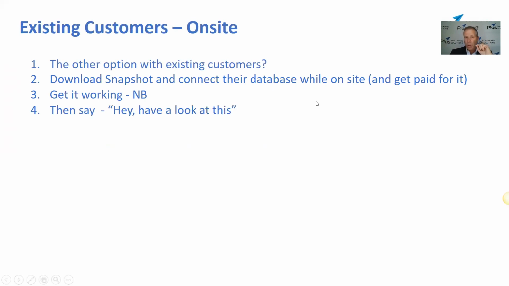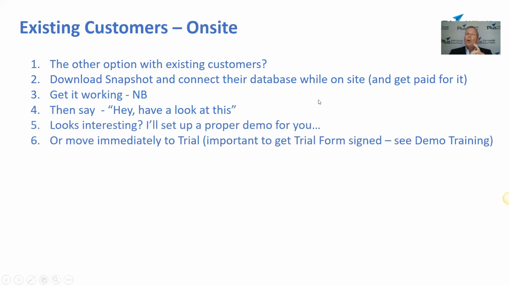So you're actually downloading and looking at a way you can improve their business. Make sure Snapshot is working. And when it's working, just say to the customer, hey, listen, I want you to have a look at this. And then just show them those dashboards, that instant return on investment, those instant libraries that are available. And if the customer says, that's interesting, then you could say, well, I'll set up a proper demonstration for you, or you could move immediately to a trial.